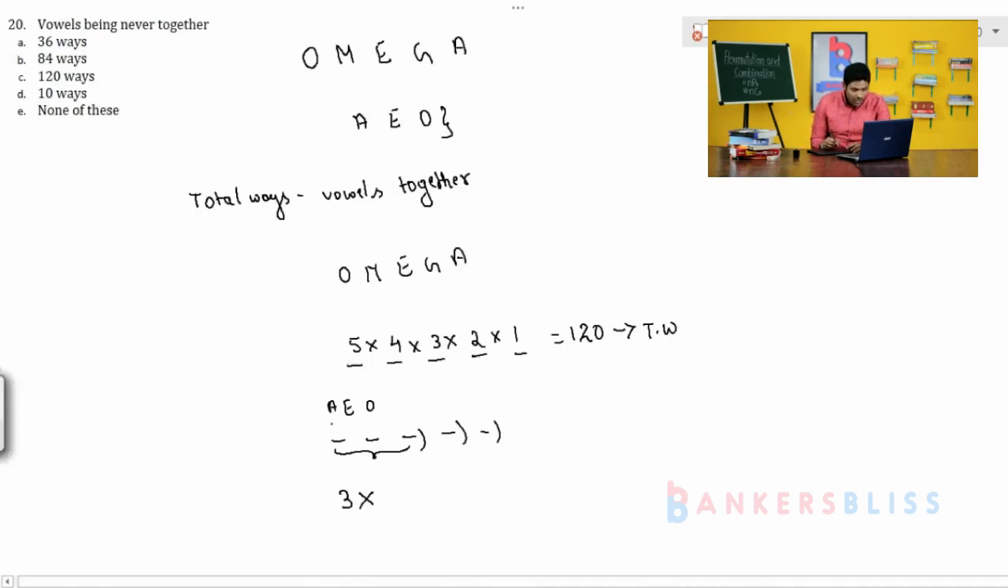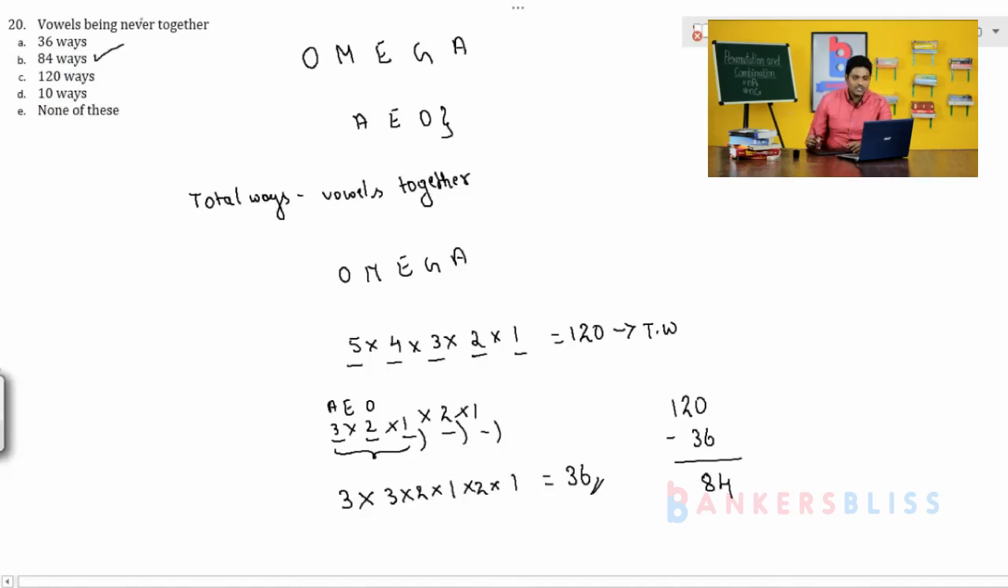Then how many ways will it be? 3 into 2 into 1, which is 6, and the other only 2 into 1 ways. Okay. So 3 3s are 9, 9 into 4, 36. So vowels being together you have 36 ways, total number of ways is 120. So your final answer is 120 minus 36, that is 84. So option B is your right answer.